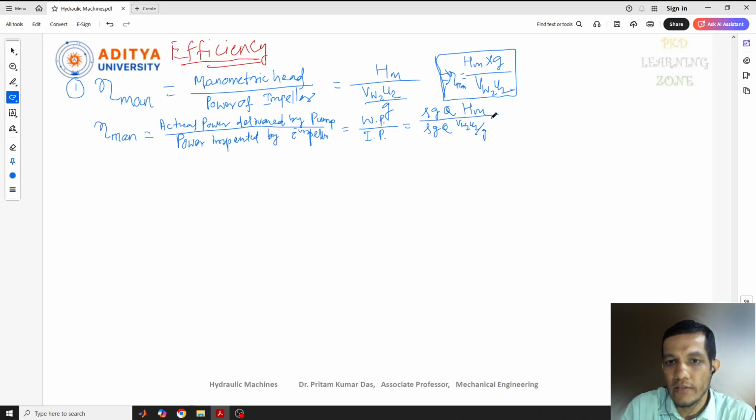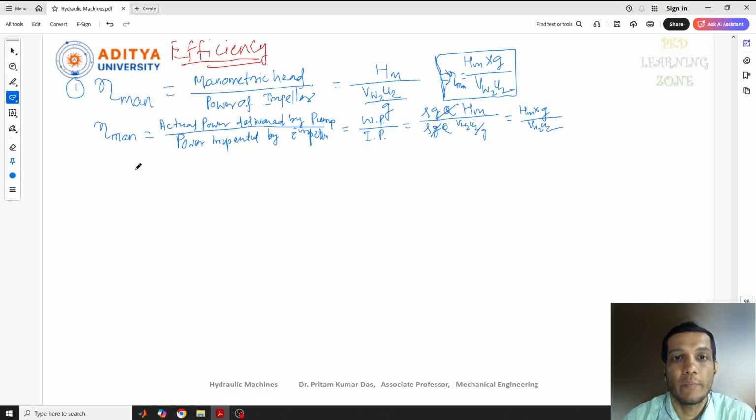VW2 U2 by G. So this will be cancelled. The same thing will get it here. Okay, some books will be given in that way, some books will be given in this method also. So both are correct, you can see. This is about the manometric efficiency. And second one, we'll discuss about the mechanical efficiency.